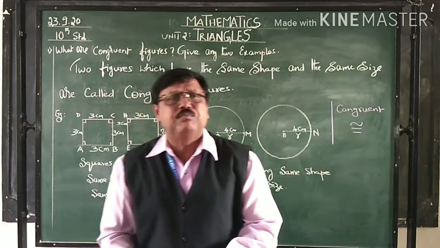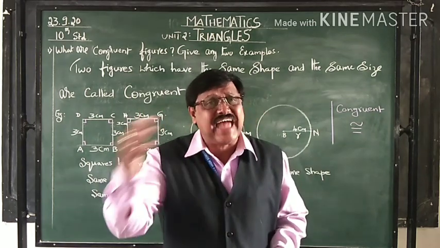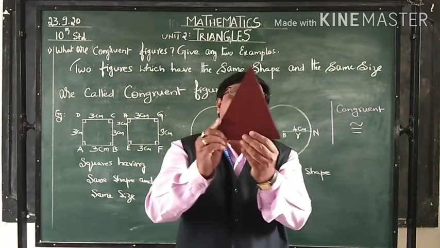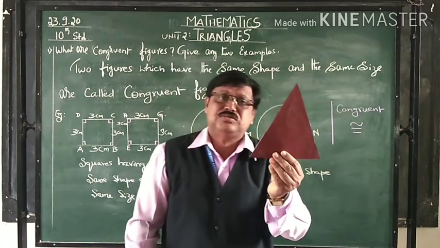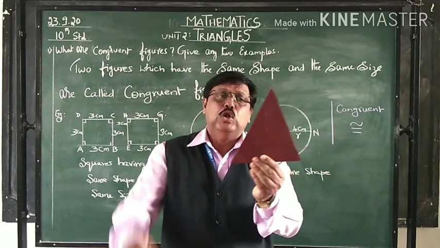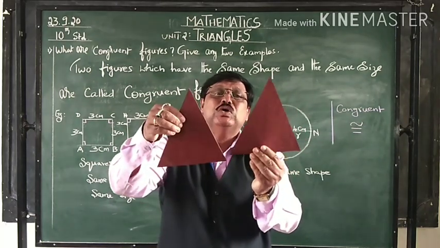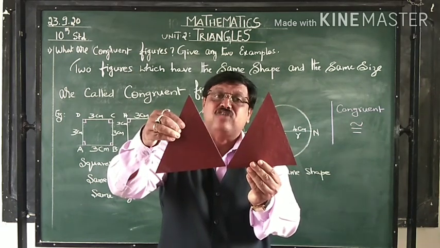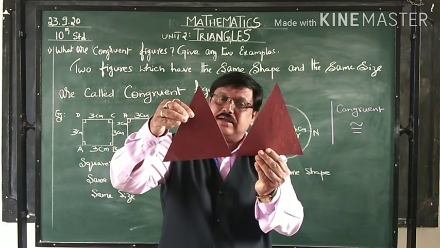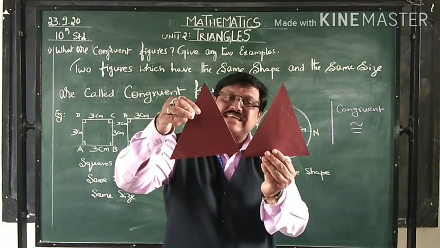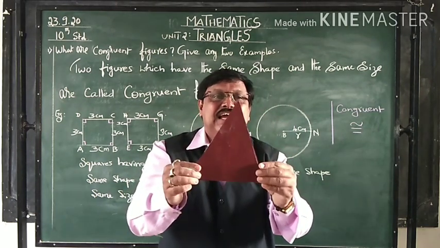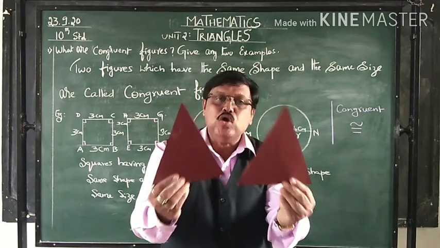Like that, if you switch on to congruent triangles, say you are looking at these cards. You feel it is only one card. No, there are two cards. That means triangle in shape. If you compare the corresponding sides, they coincide. So we can say these two triangles are congruent.